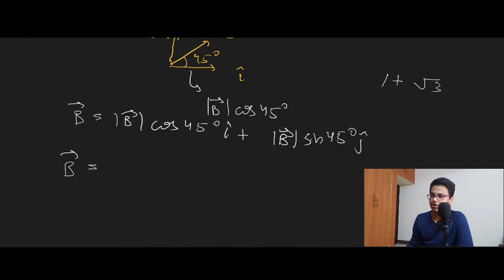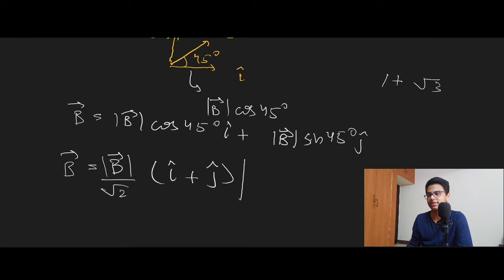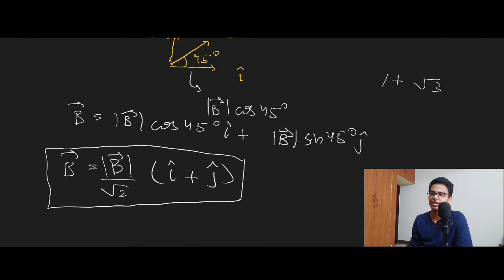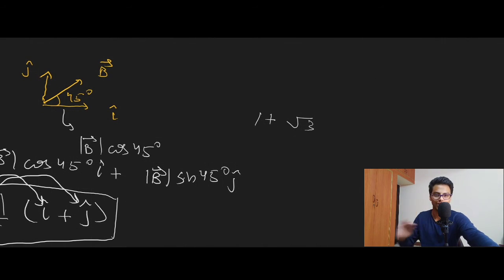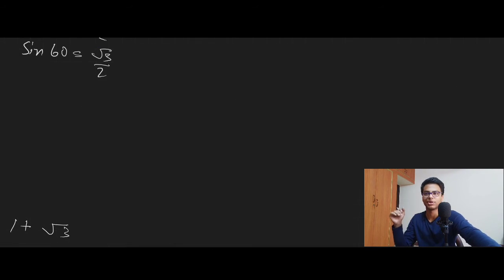Over here we take mod b vector by root 2 common, because cos 45 is 1 by root 2. We get i cap plus j cap. This is how you can simplify this as well. To expand this, multiply this magnitude with this and this magnitude with this. Done. That's all, that simple. Now we know how to break a vector into components, and we can do a lot with components.